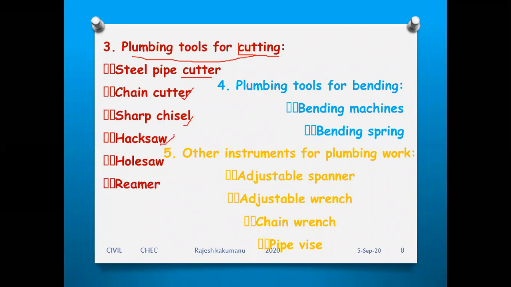Hacksaw. Hacksaw, you have a blade under the hacksaw. Next, hole saw. It's also a type of hacksaw which has a hole, for making the reamer operations. So the next one is a reamer. Reamer means, first you drill and a hole is made. Once the hole is made, it is not 100% accurate, right? So the reamer makes the hole precise.